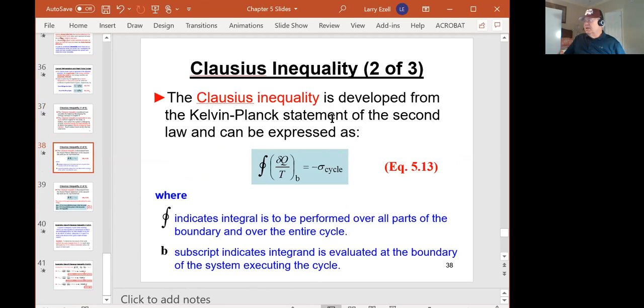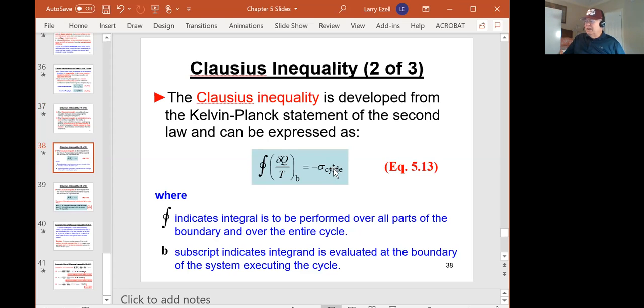All right, so the Clausius inequality is developed from the Kelvin-Planck statement of the second law and can be expressed as the cyclical integral. That's the integral of each one of the elements in a cycle. Let's look at a power cycle: the boiler, the turbine, the condenser, and the pump. If I look at each one of those and calculate their delta heat transfer over T, I get a number. And if I add all those numbers up, that becomes negative sigma.